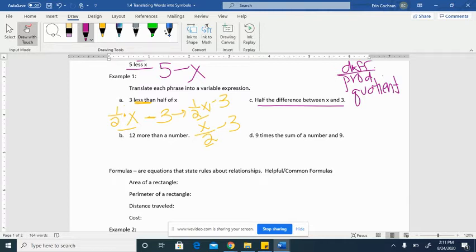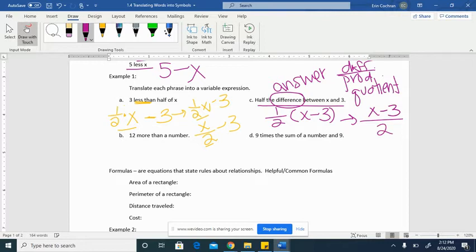So we're taking half of the difference. So remember, difference is the answer to the subtraction problem. So if we want to subtract first, we need to make sure we put parentheses around it. So the difference of x and 3 is x minus 3, and then we're going to take a half of it. So we multiply by a half. Another way you can write that, since it's a half of that, we could do x minus 3 all over 2. Okay. So either way works for that.